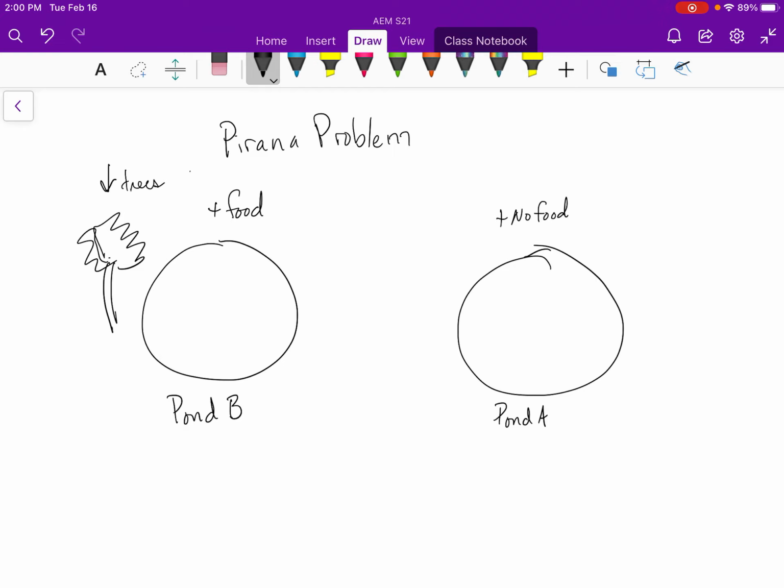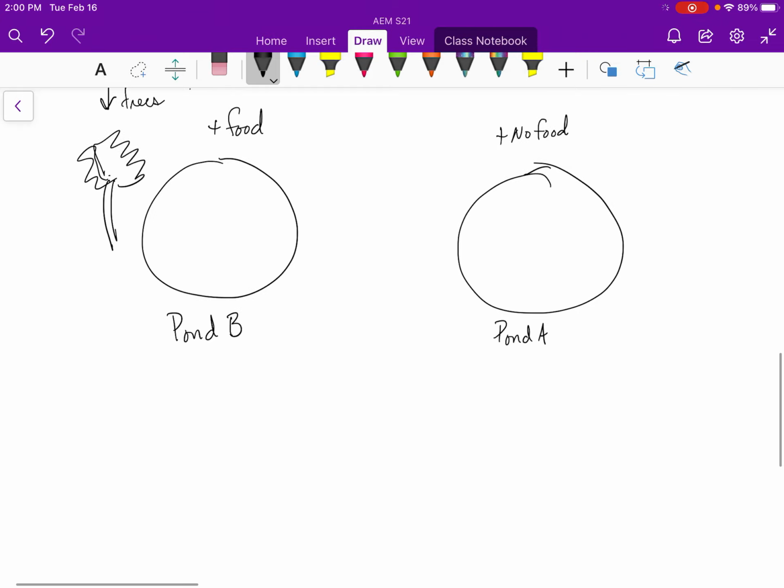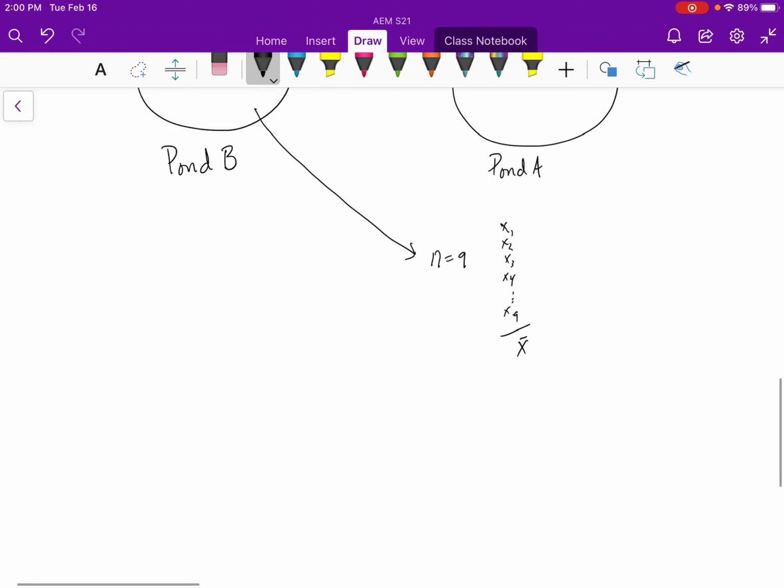And so the fundamental question is, he then collects some stuff. And what he does is he collects from the pond a sample of n equals 9 fish. And those fish look like x1, x2, x3, x4, and so on, down to x9. He has an x mean for those. And those look like this.